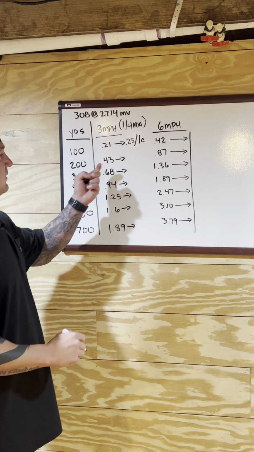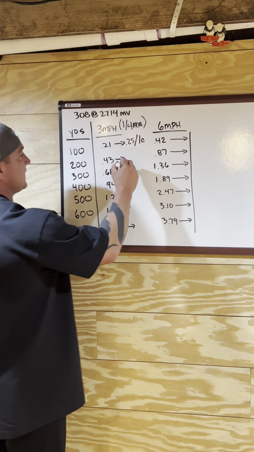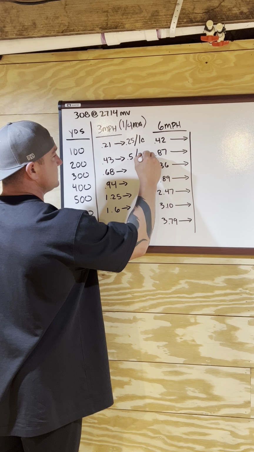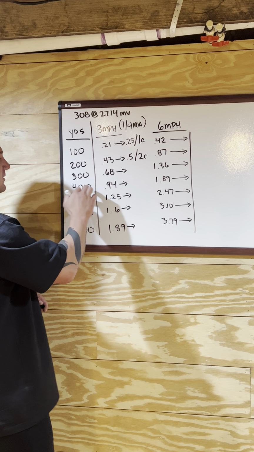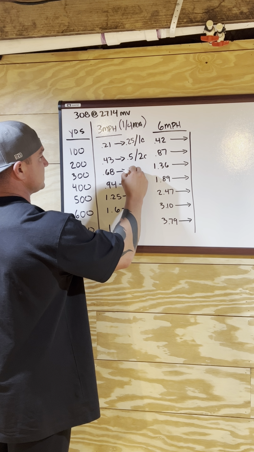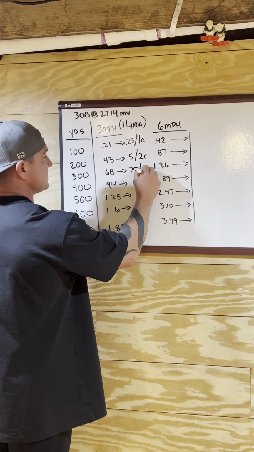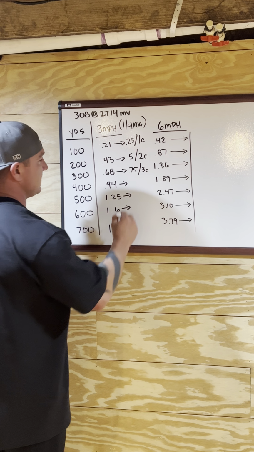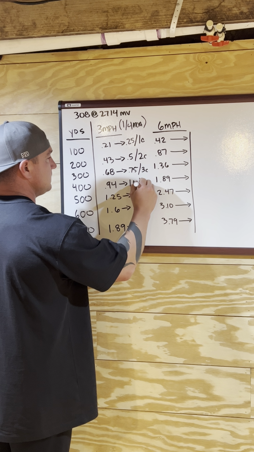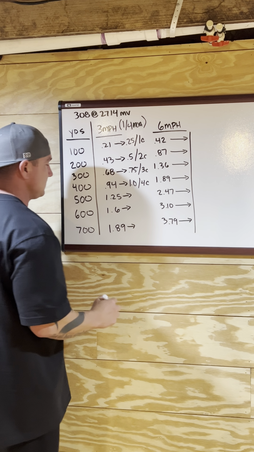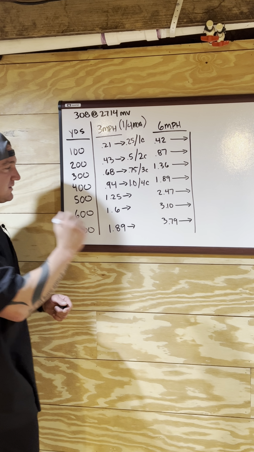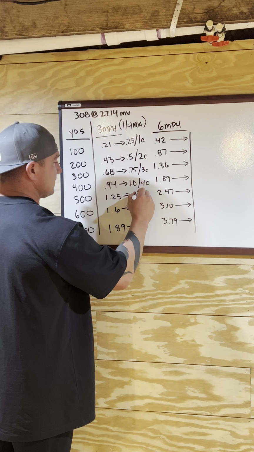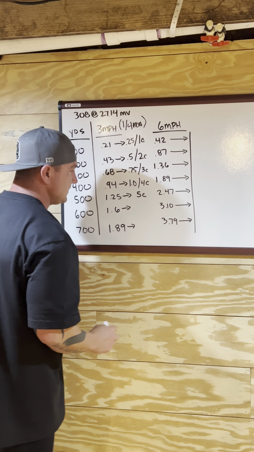At 200, we're getting 0.43, so we'll round that up to 0.5 MOA, which would give us 2 clicks. Same thing at 300, 0.68. We're going to round that up to 0.75, which will give us 3 clicks. At 400, 0.91, which is going to give us 1 minute of angle, so 1.0, which would be 4 clicks. At 500, we're getting exactly 1.25, so we don't need to round it or anything. We just need to know that that is 5 clicks.